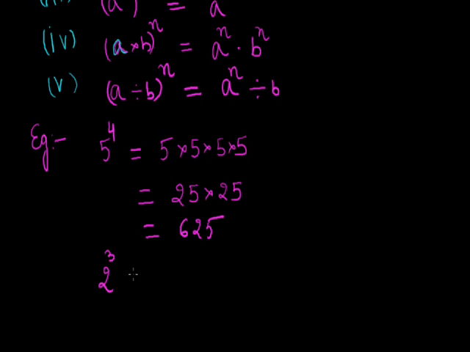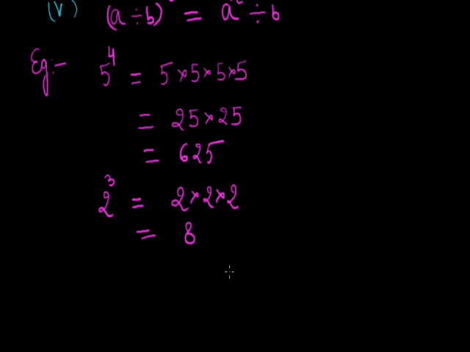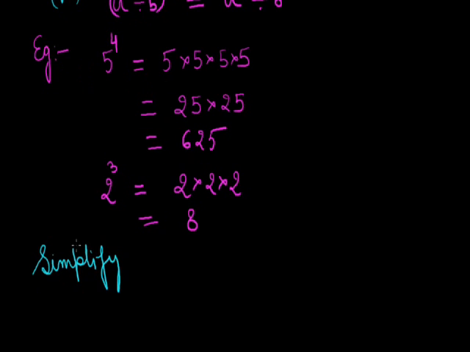Let's see another example. If 2 raised to 3 is to be solved, that means we have to multiply 2 by itself 3 times. The result is 8. We need to solve some difficult questions also, which are based on the laws.